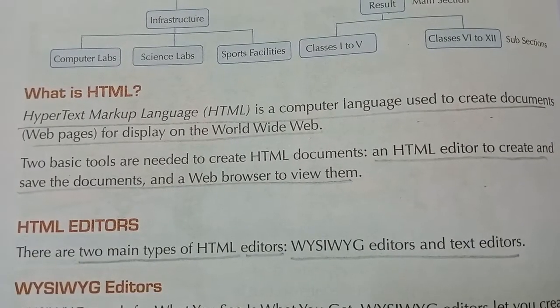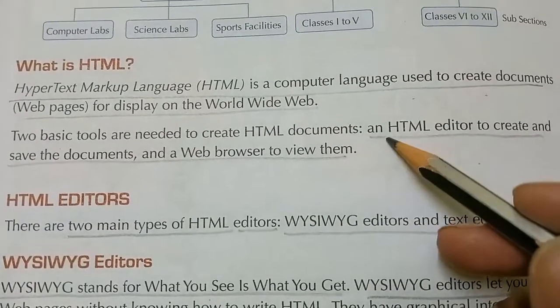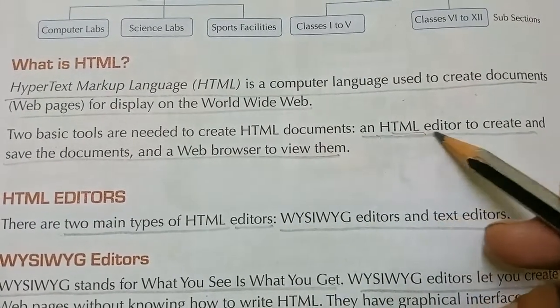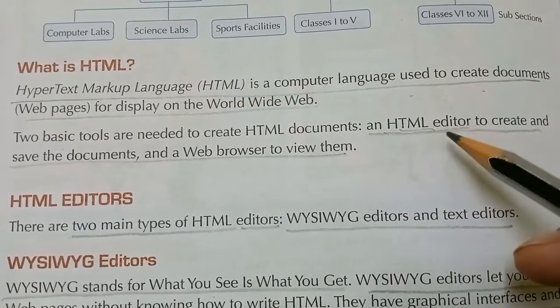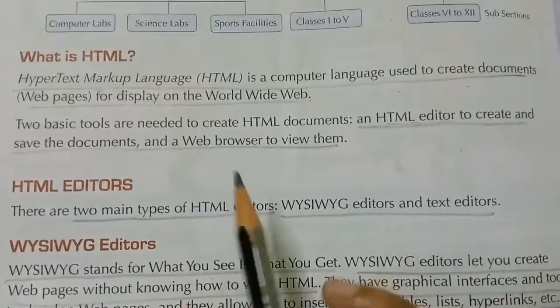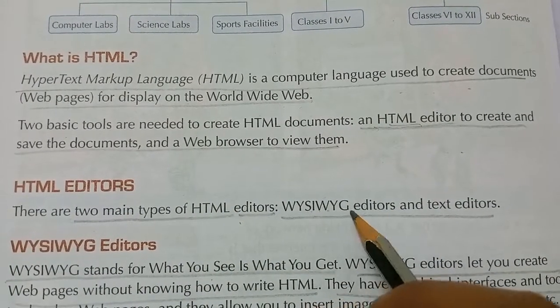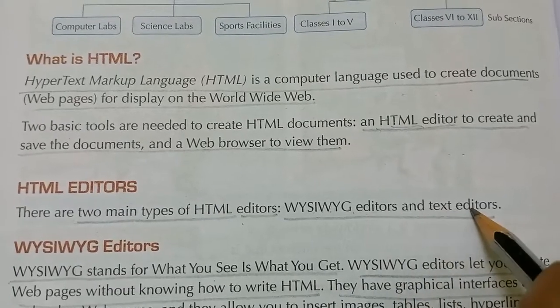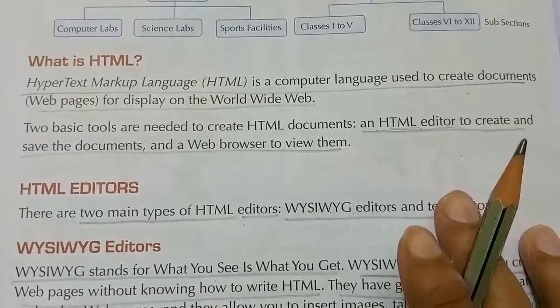Now understood? Now, HTML editors. What types of editors are there? It is said that an HTML editor is required to create web pages. So what are the types of editors you need? There are two main types of HTML editors, WYSIWYG editors and text editors. These are the two main types of editors where you can create any website or web pages.